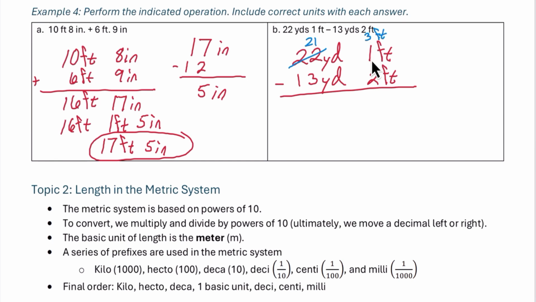So now we have 4 total feet minus 2. 4 minus 2 is 2 feet in this case. And then the yards, we have 21 minus 13. 21 minus 13 is 8. So we end up with 8 yards and 2 feet.